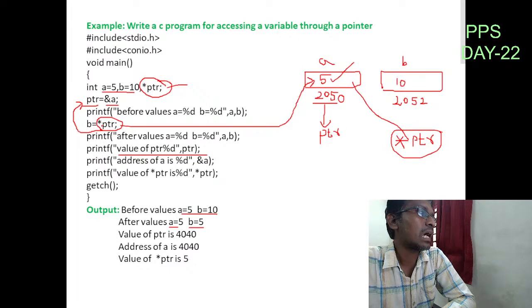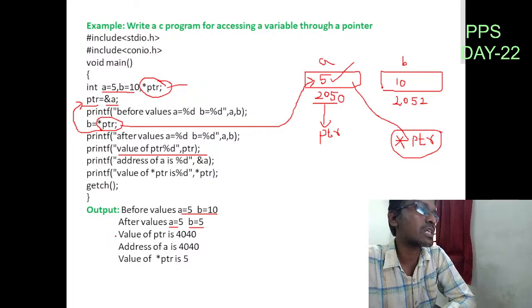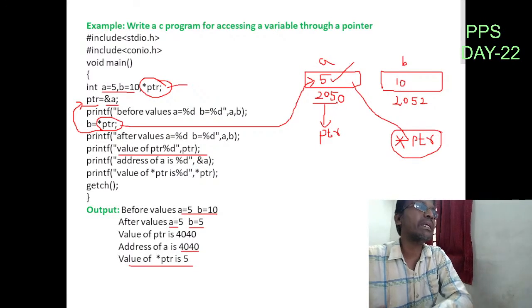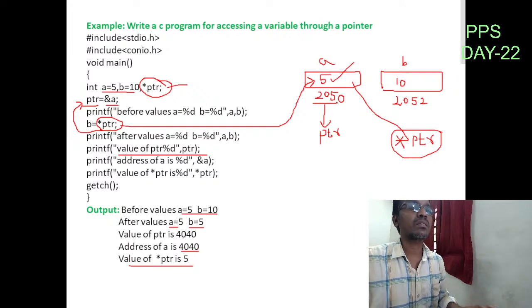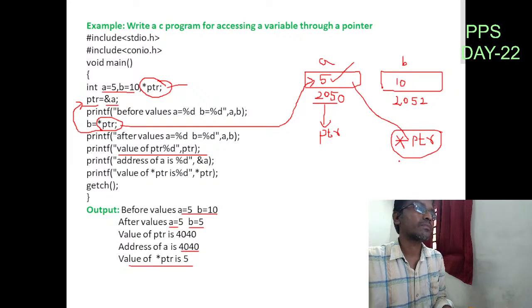So in this example, I assign the address of a, and then the value is accessed through the *PTR pointer variable. That's why when I run my program, I get *PTR as 5 and the address of a as 2050. I hope you understand. If it is PTR, you simply write the address, and if it is *PTR, then you write the value of the variable. So that is about pointers.